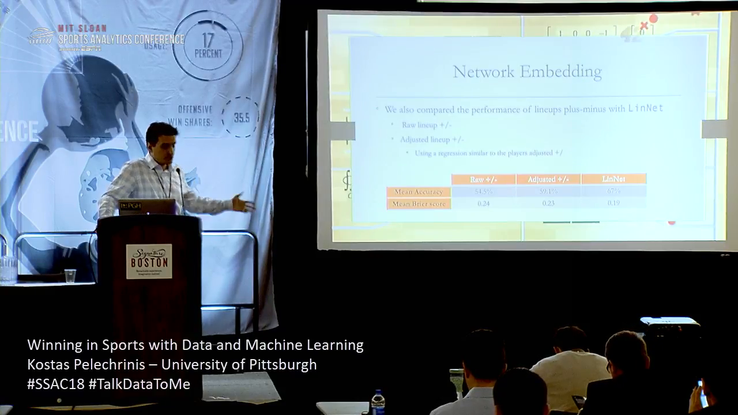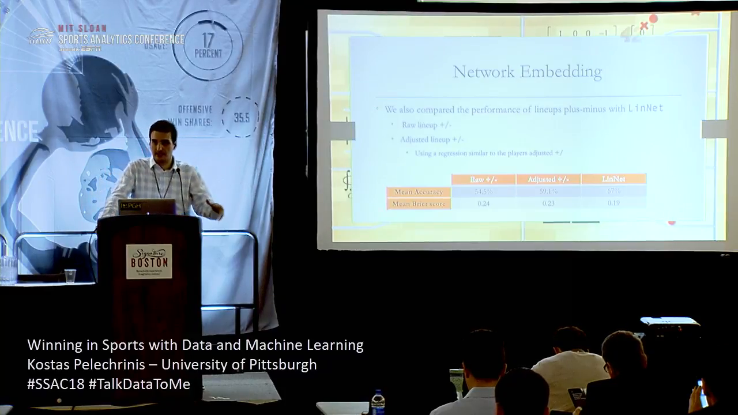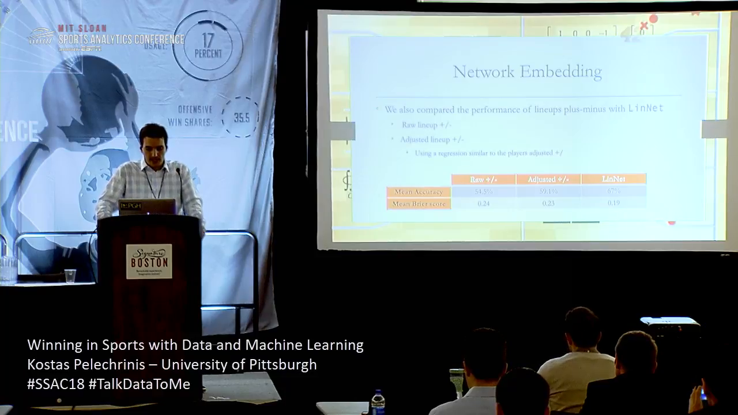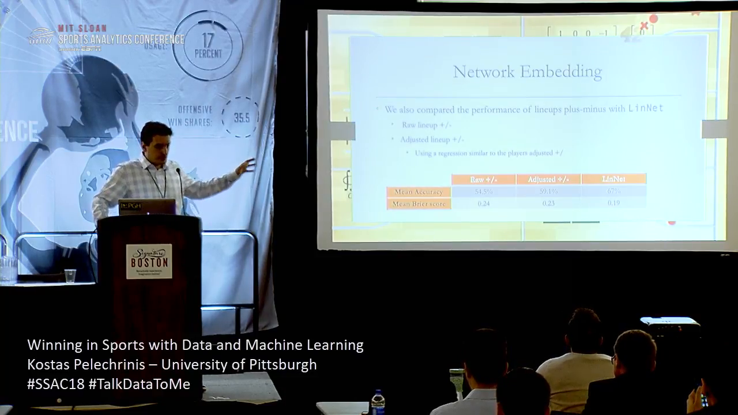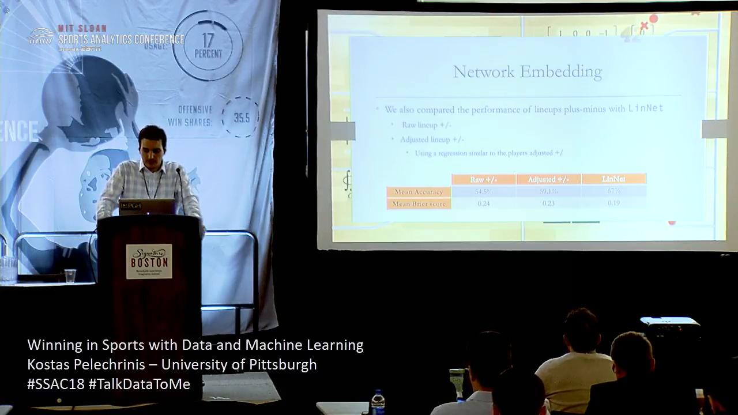So, for example, in this case, we have evaluated the performance of an embedding-based lineup evaluation with the typical ways that you evaluate lineups. For example, plus minus, or O plus minus, or adjusted plus minus of the lineups, not individual players. We see that obviously the raw plus minus doesn't do a very good job in terms of accuracy. Adjusted plus minus improves quite a bit, but what I call the LiNet, which is the network embedding, performs even better in terms of accuracy.